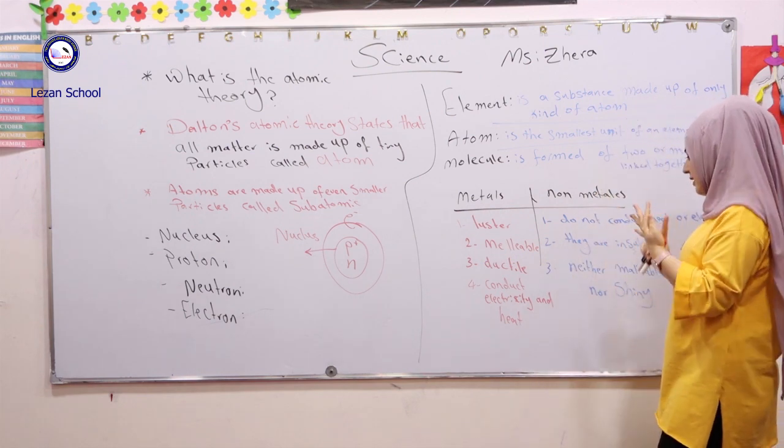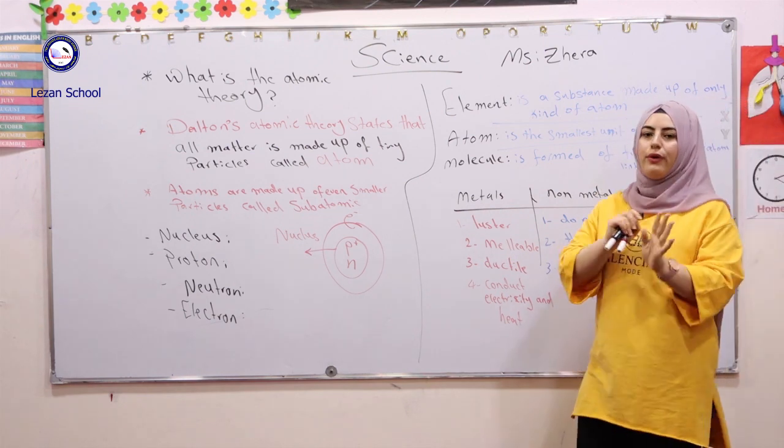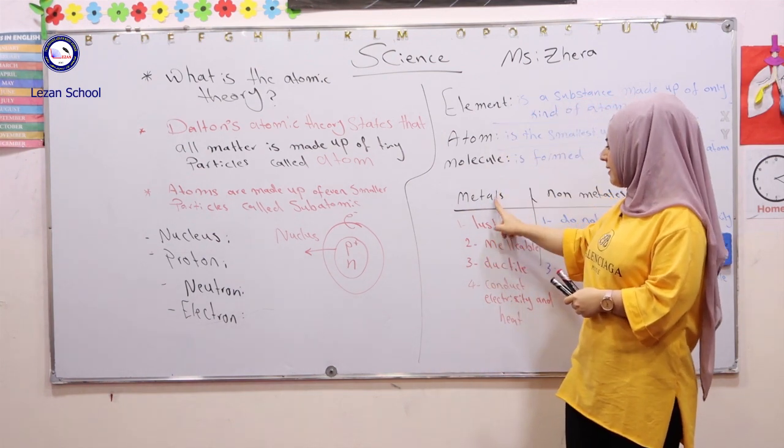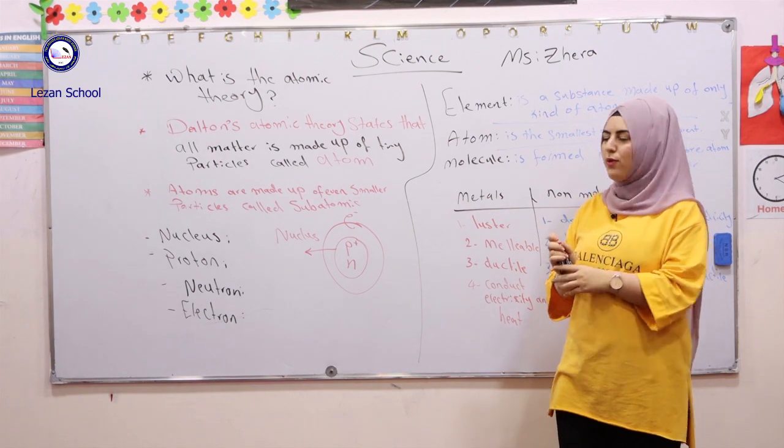After that, non-metals are insulators, and they are neither malleable nor shining. An element that has properties of both metal and non-metal at the same time is called a metalloid.